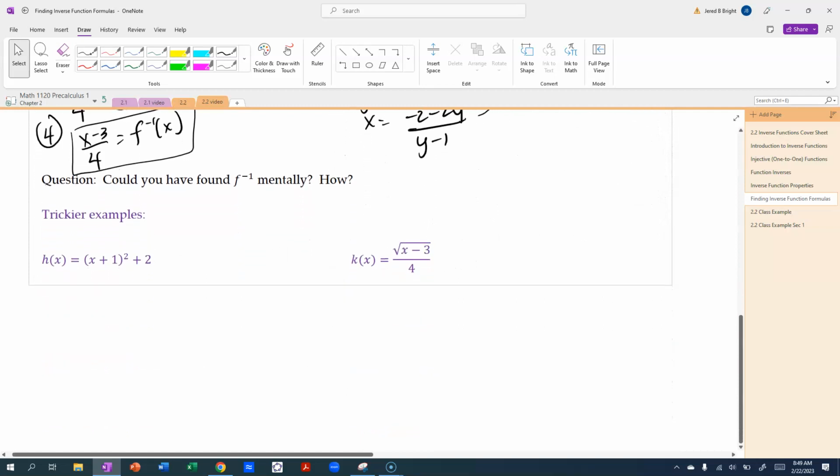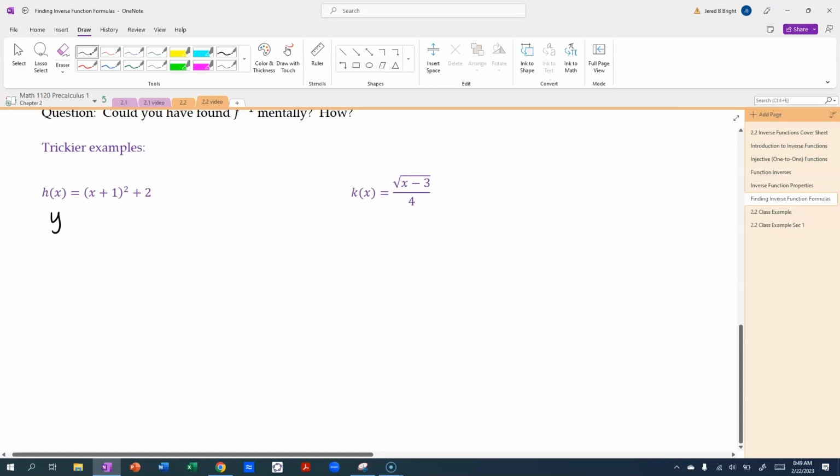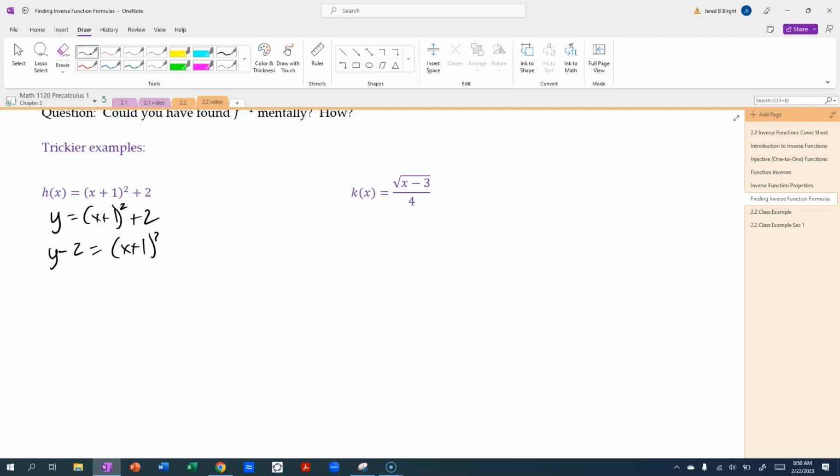All right, let's look at some of these other examples. In particular, h of x is really annoying. Let's take a look. Replace it with y. Okay, x plus 1 squared plus 2. I want to solve for x, so I need to eventually subtract 1, square root, and subtract 2. What order do I do those in? Well, careful order. We would actually need to isolate the square first, so subtract 2, is equal to quantity x plus 1 squared.